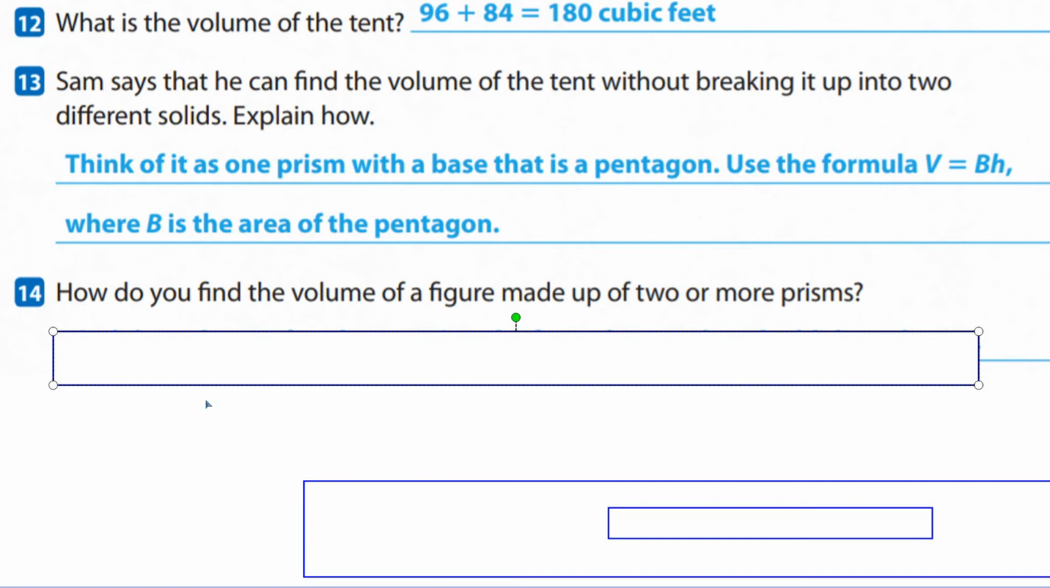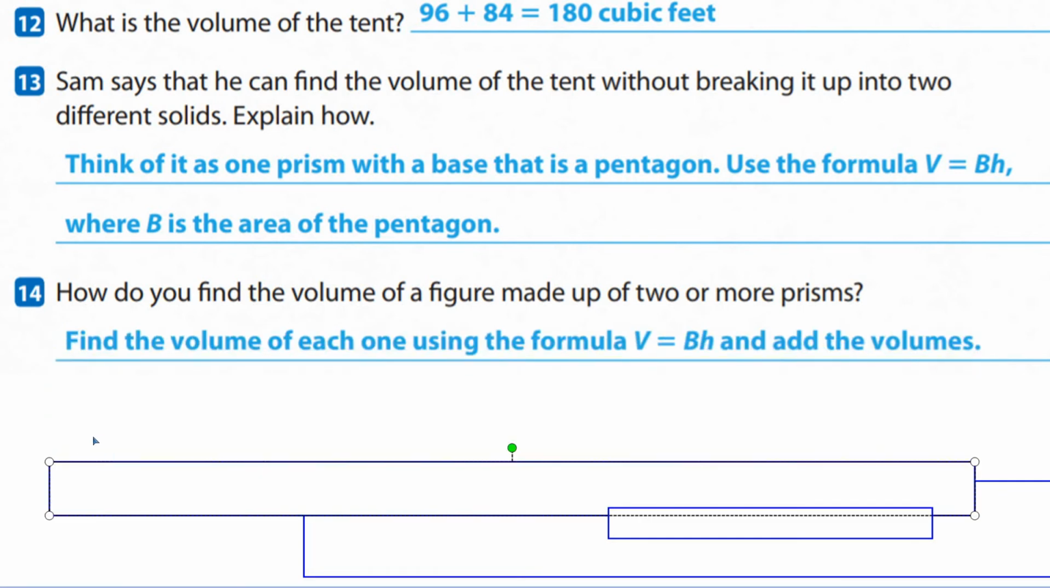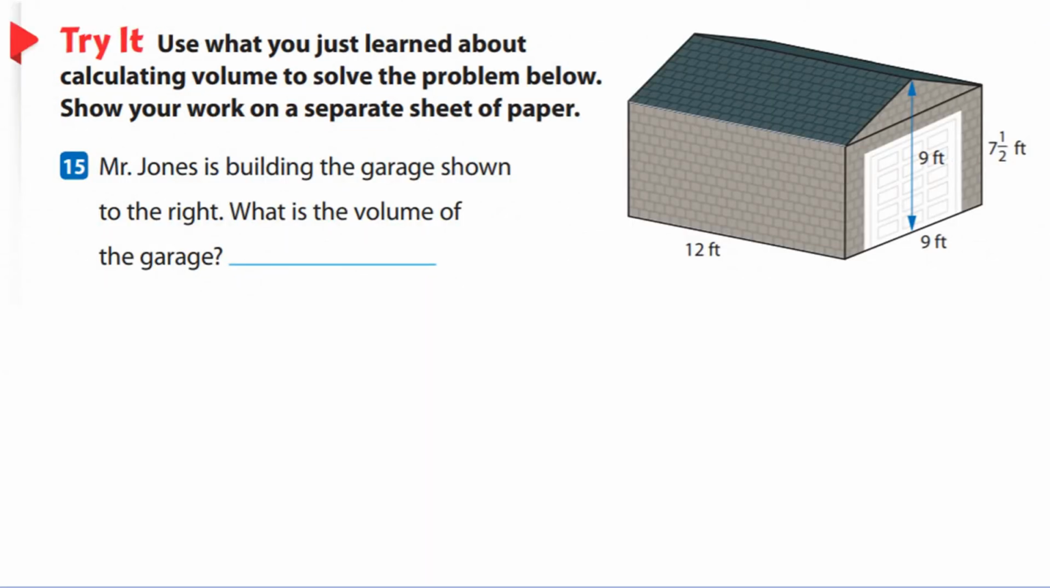the height. How do you find the volume of a figure made up of two or more prisms? Think about that. We just did that. Find the volume of each one using the formula volume equals base times height and add the volumes. Let's try it. Use what you just learned about calculating volume to solve the problem below. Show your work on a separate sheet of paper.